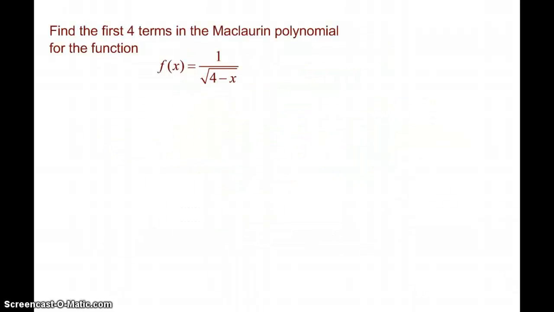Find the first 4 terms in the Maclaurin polynomial for this function. Well, with Maclaurin, they've told us something.